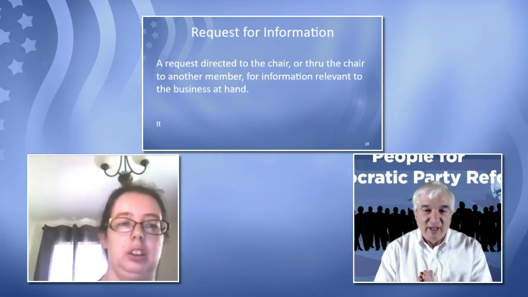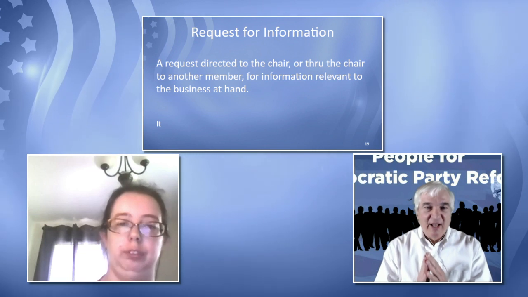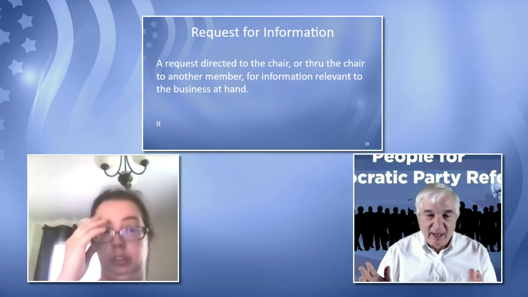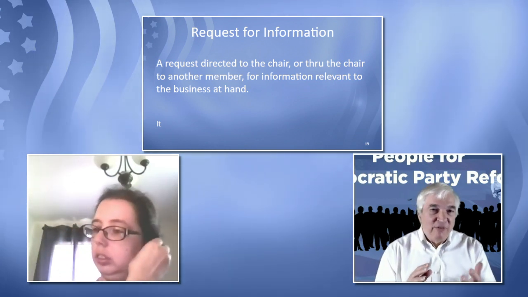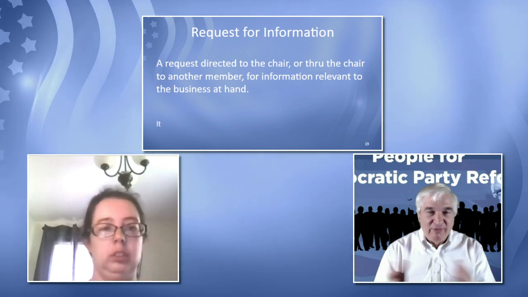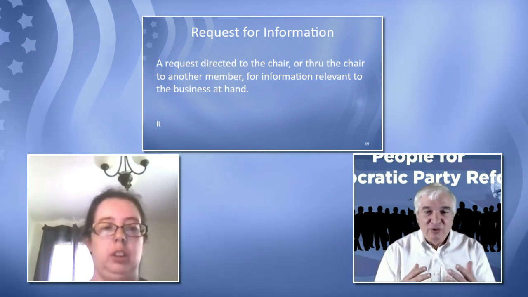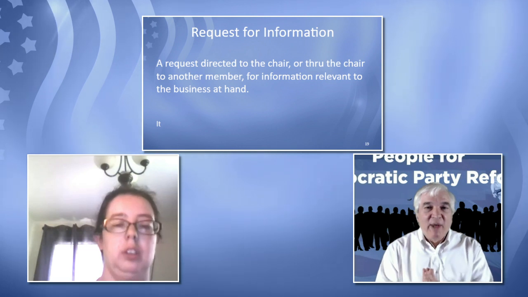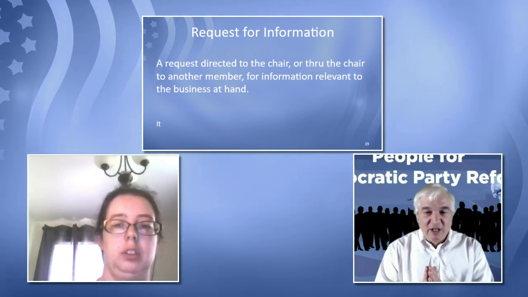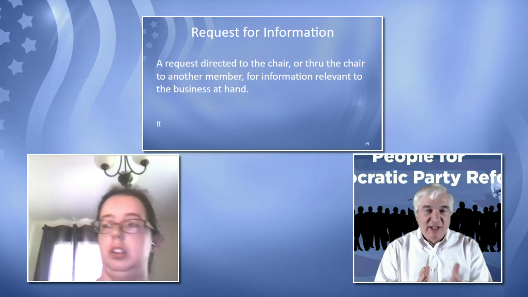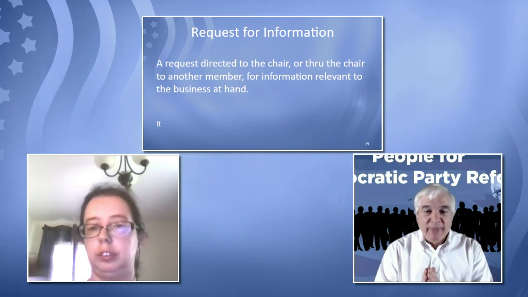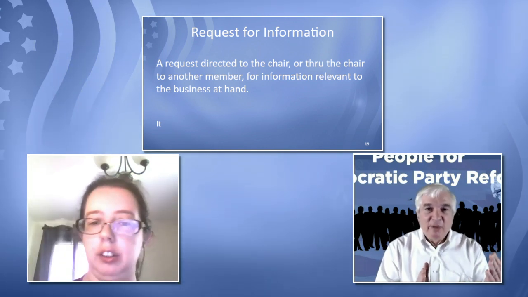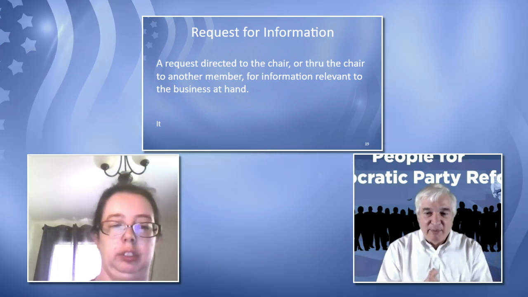The first one is a request for information. Not everyone has studied Robert's Rules of Order, and sometimes you need more information on a motion that is on the floor. You do not have to sit there and feel that you have to vote in ignorance. You can always request information. The request for information is exactly that, and it's directed to the chair. Even if you want it from another member, you always go through the chair, and then the chair will ask someone else in the room to respond if that's the appropriate thing to do.